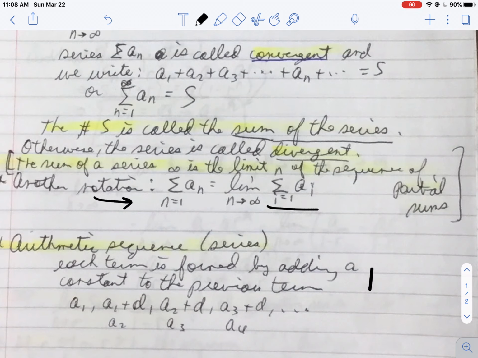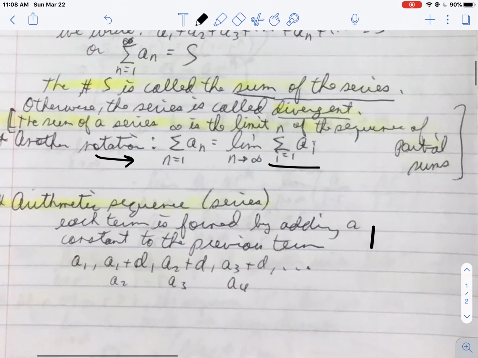I'd mentioned arithmetic sequences. I tell you that wasn't one that's going to play a big part in anything, so I'm not going to spend any time with that.